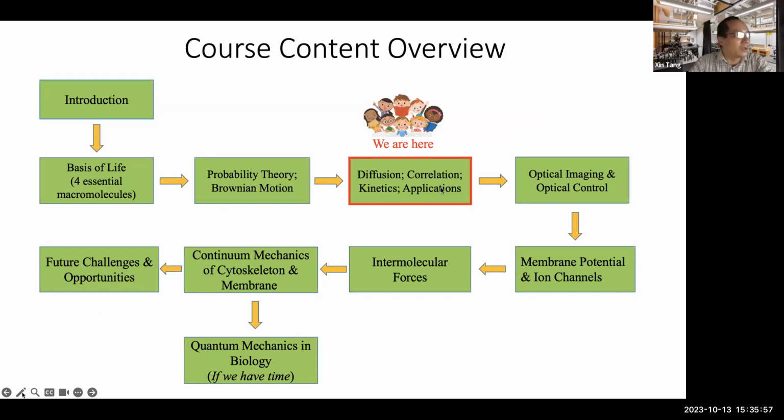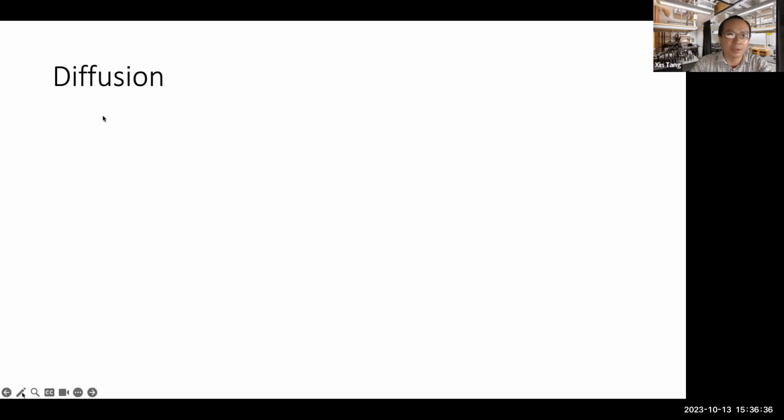Now, from the previous classes, we have finished the mathematical derivations of the random walk. And we talked about one of the central pillars of statistical physics, the central limit theorem, right? Now it is time to step into this field deeper and talk about diffusion, correlation, and more applications, and use the knowledge we learned to explain the phenomena we observe for biological problems, both in health and in disease. Now let's start to talk about diffusion.